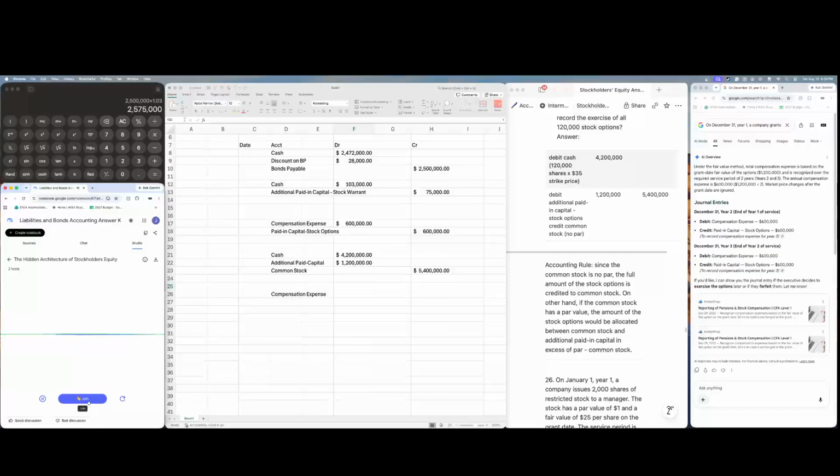Okay, let's unpack this. The employee has to pay to actually get the shares. Right. They pay the exercise price, which in our example was $35. For 120,000 options, that is $4.2 million. Wait, so in the vesting period, it only allows the employee to buy the stock, if they're not given the stock?